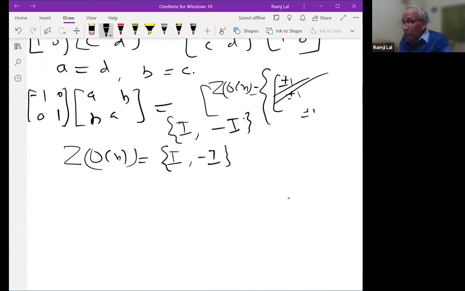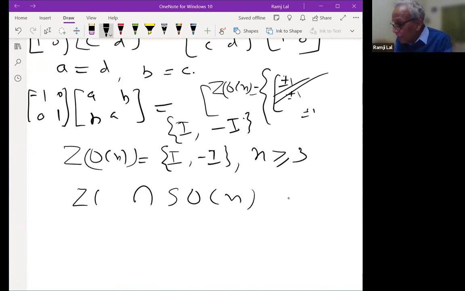Now, what about SO(n), the center of SO(n)? I say, to be clever, that if n is greater than or equal to 3, it will be simply the center of O(n), that is, scalar matrices intersection with SO(n). You see, minus identity has its determinant (-1) to the power n. So if n is even, it will be identity and minus identity, and if n is odd, it will be simply identity, because minus identity will not belong to SO(n).